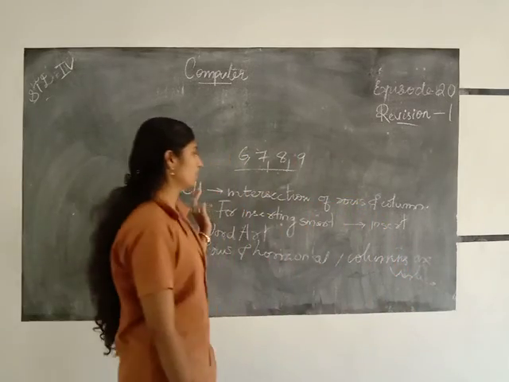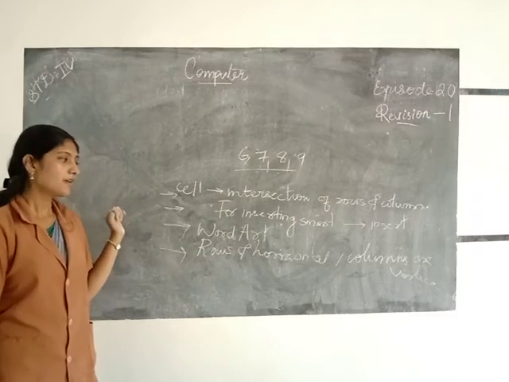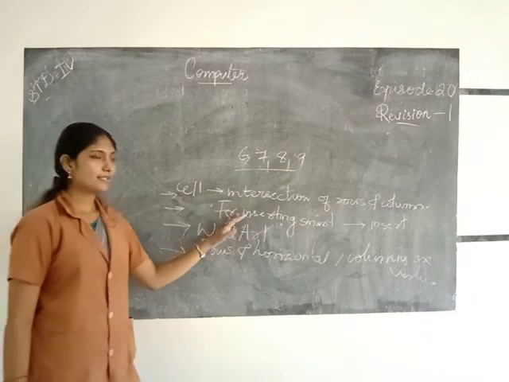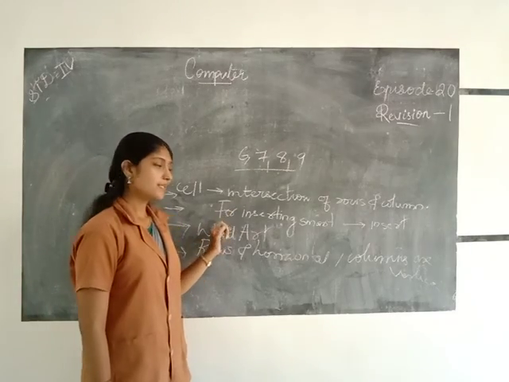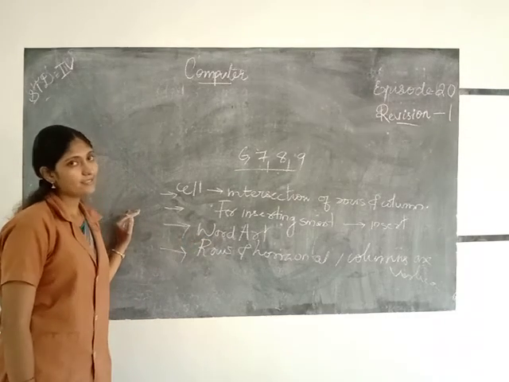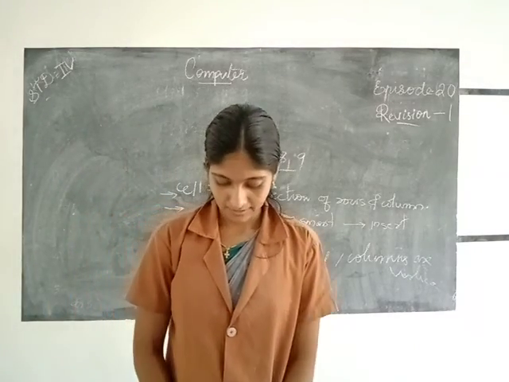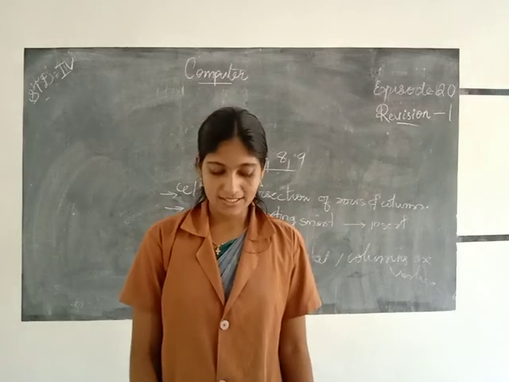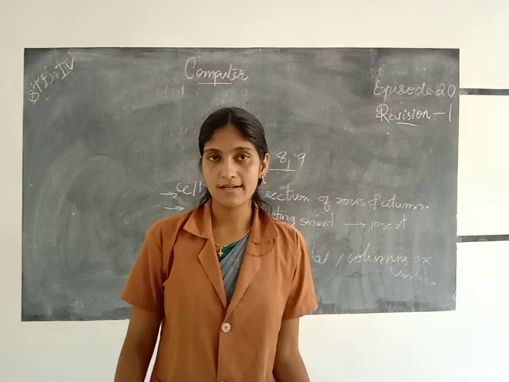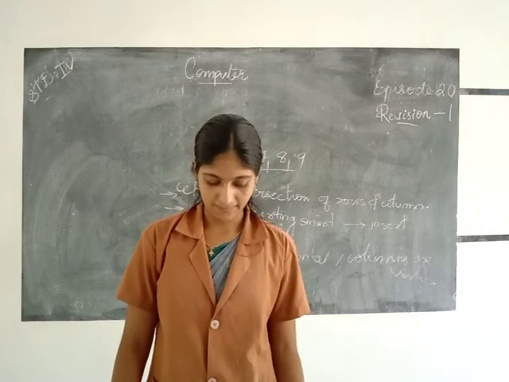So once again, first, what is a cell? A cell is the intersection of rows and columns. Rows are horizontal and columns are vertical. How to insert a SmartArt? Using which tab? Insert tab. What is word art? Word art is the text with the special effects applied to it. Then next one, the question: dash is the text with the special effects applied to it. What is that? Word art.